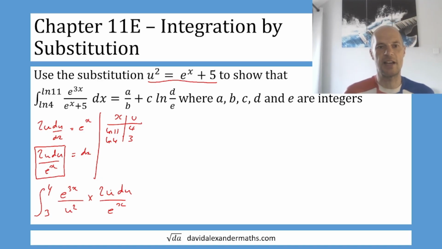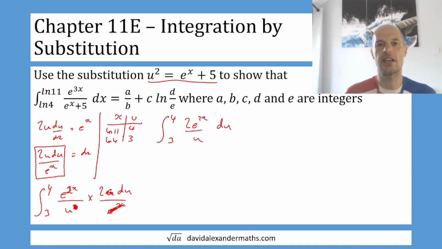First of all, we can cancel out this u here with one of the two u's there, so I'll just get rid of that squared sign. Now e to the 3x divided by e to the x, well, that is e to the 2x, so I'll turn that into a 2, and that is gone. So let's just write this again a little bit more neatly. Between 4 and 3, we have 2e to the 2x all over u du.